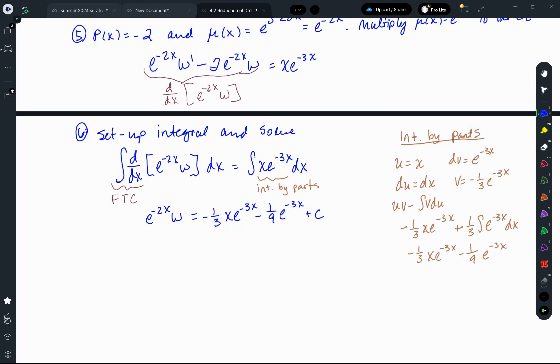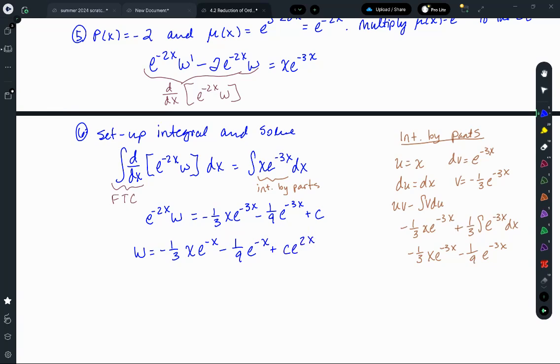And then the next thing I need to do is I need to multiply both sides by the e to the minus 2x. And finally, what I get is w is equal to a negative 1/3 x. And I'm multiplying everything by an e to the positive 2x. And so that's going to change all my powers of e to an e to the minus x, and the minus 1/9 e to the minus x, and then plus c e to the 2x.